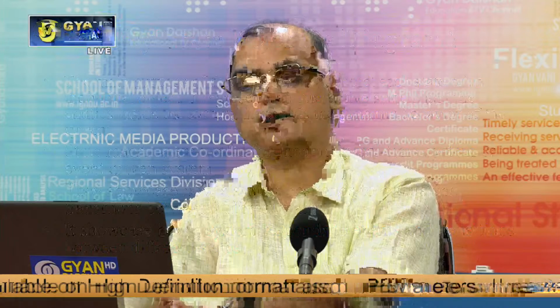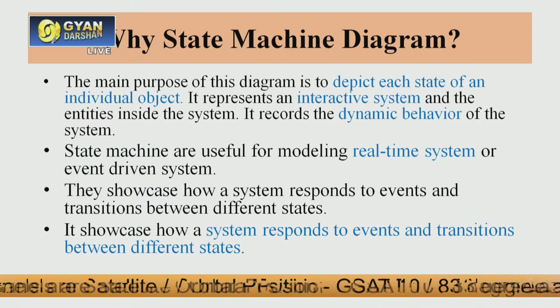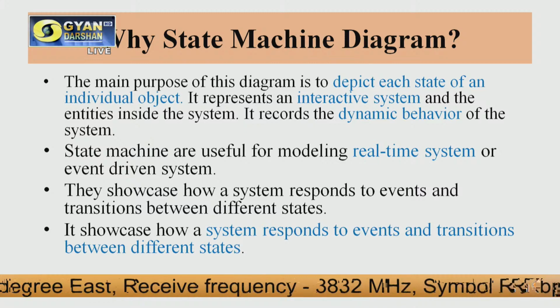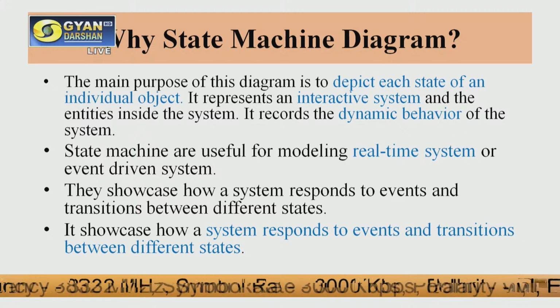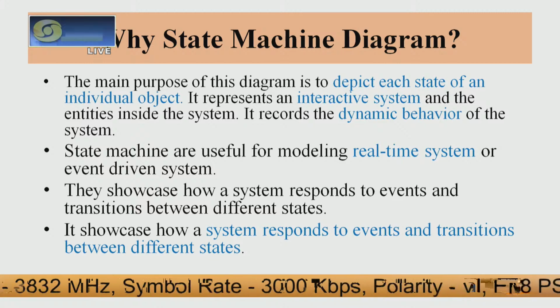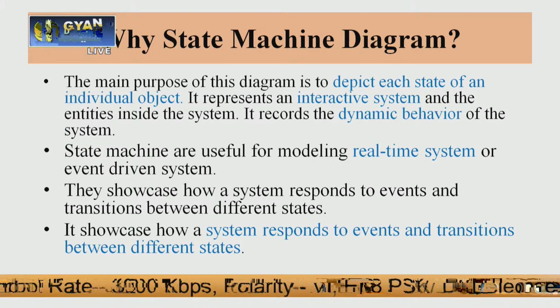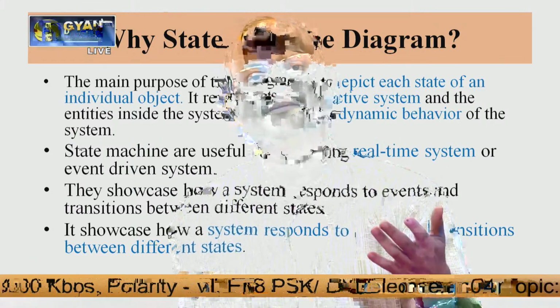Now one question arises: if we can do these many things, then how can we answer one specific question, why a state machine diagram? As I said, the main purpose of this diagram is to depict each state of an individual object. It represents an interactive system and entities inside the system. It records the system behavior. So it is providing this much importance to the developer. Basically, whenever we do analysis and design, that design document is used for the purpose of development.